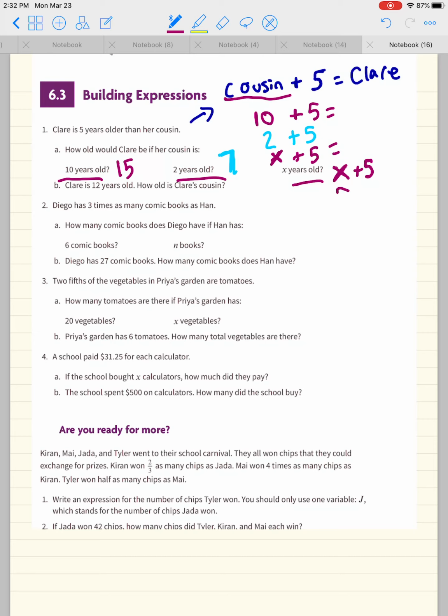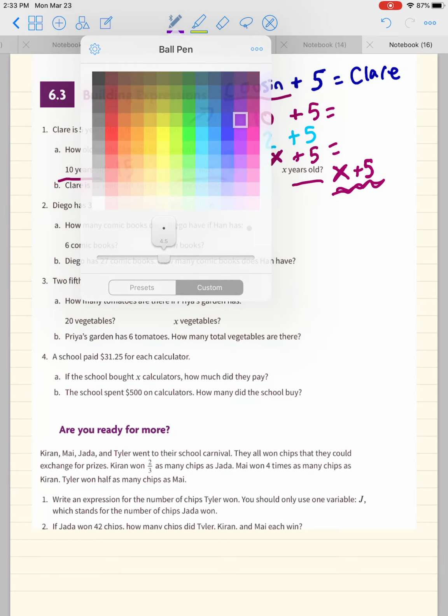All right. I know that this last one is kind of confusing because you're not used to giving that as an answer, but if that's all the information that you have, that's totally fine to leave it like that. B says that Claire is 12 years old. How old is Claire's cousin?